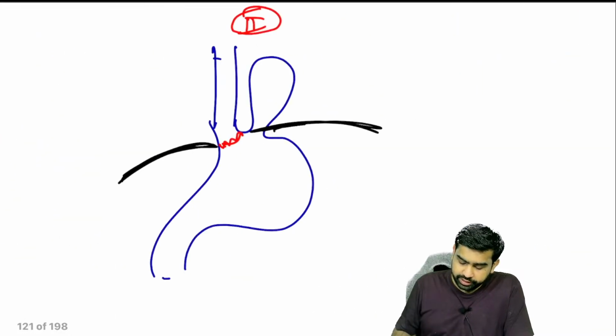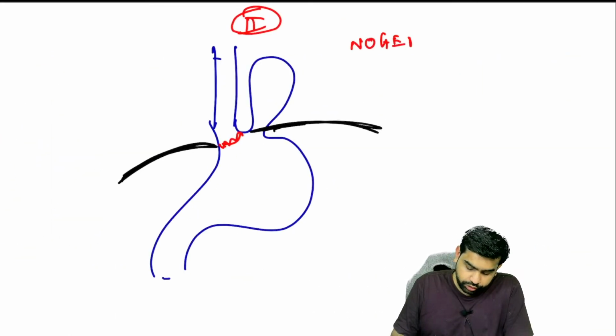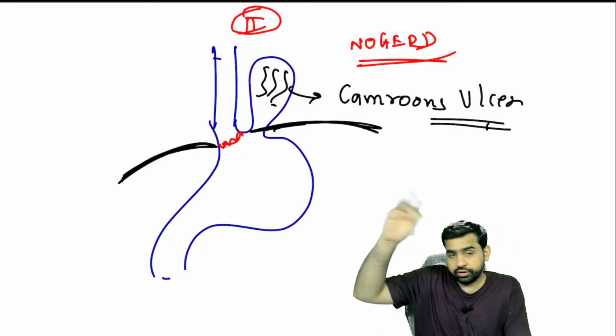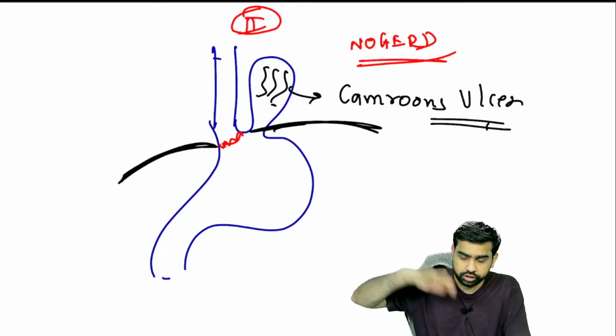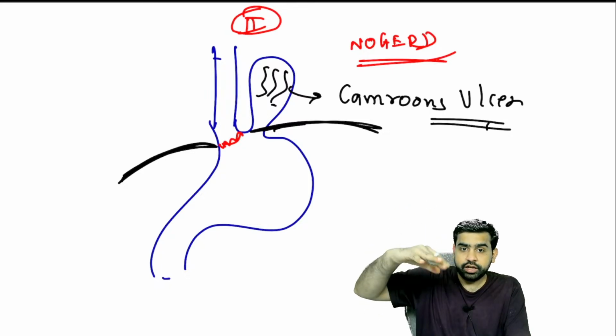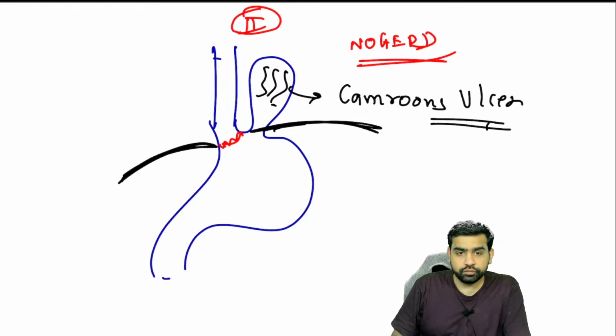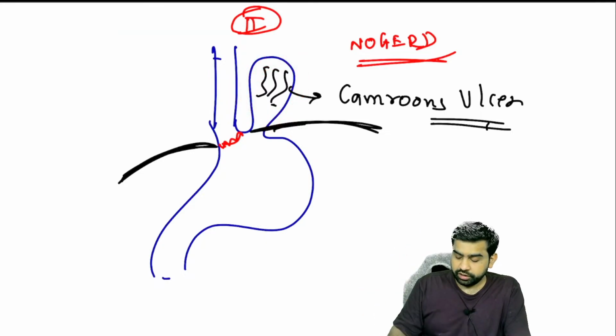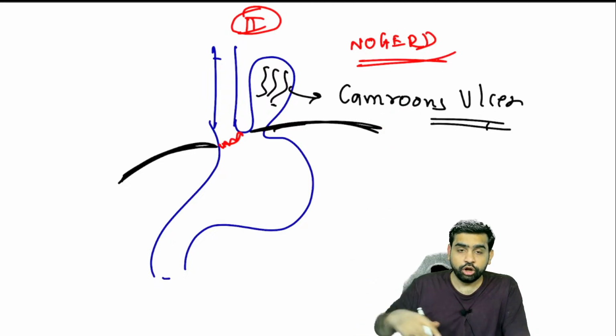So will there be GERD in this? No GERD in these particular patients. But what you're going to find in these patients is an ulcer over here, which is called a Cameron's ulcer. You find a Cameron's ulcer in this herniated part. Whatever part of the stomach has come into the thoracic cavity, because of the ischemia of this part, there can be ulcerations in the mucosa, which is referred to as Cameron's ulcer. I hope you're able to understand this point.